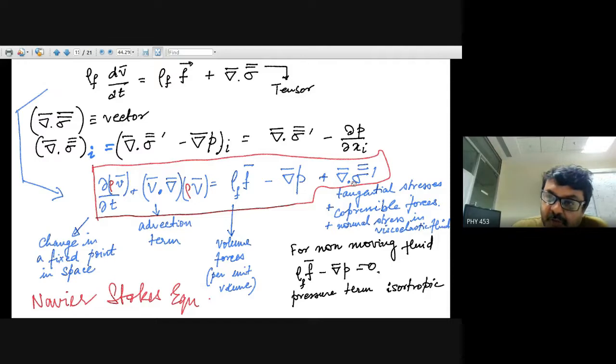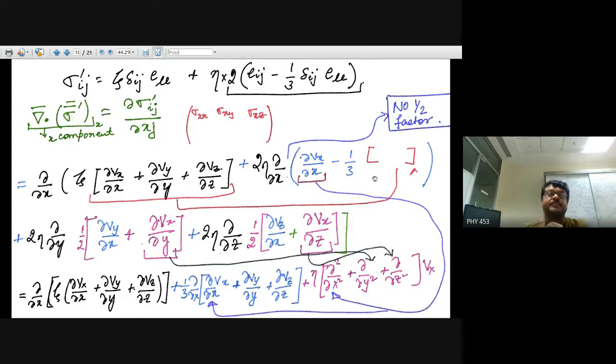Now for a simple fluid, since we have an expression for sigma dash, the part of the stress tensor which is related to relative motion between fluid particles, we are going to break it down further and write it down as vector equations.